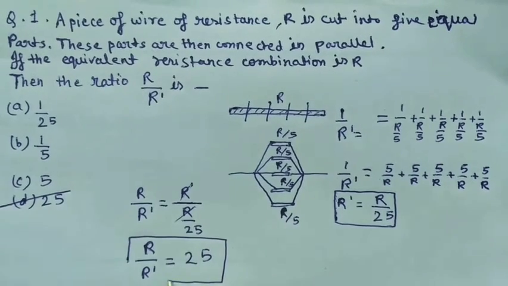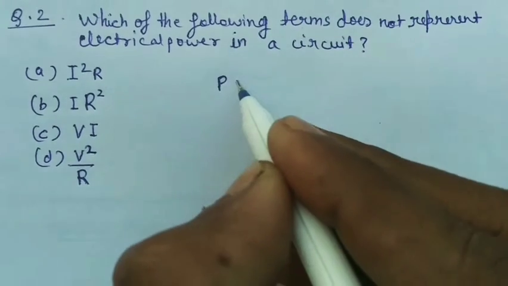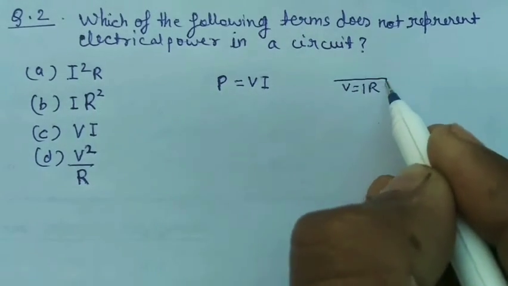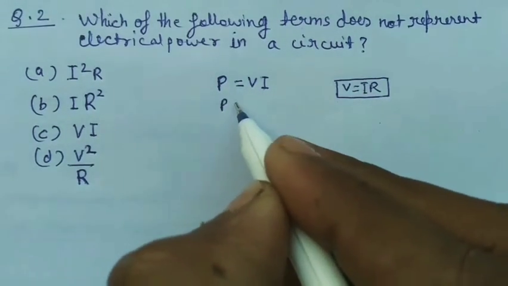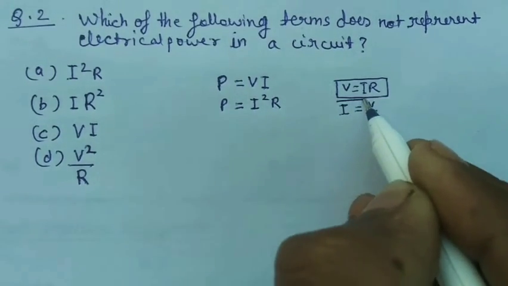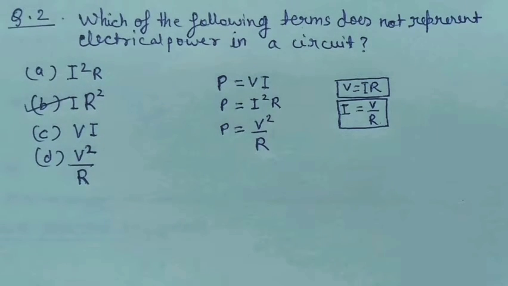D option is correct. Question number 2. Which of the following terms does not represent electrical power in a circuit? P is equal to VI. V is equal to IR, then P is equal to I square R. I is equal to V by R, then P is equal to V square by R. B option does not represent electrical power. Correct answer is B, IR square.